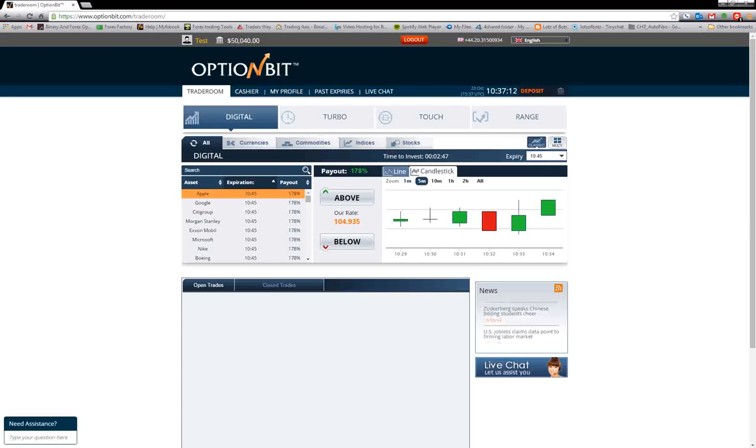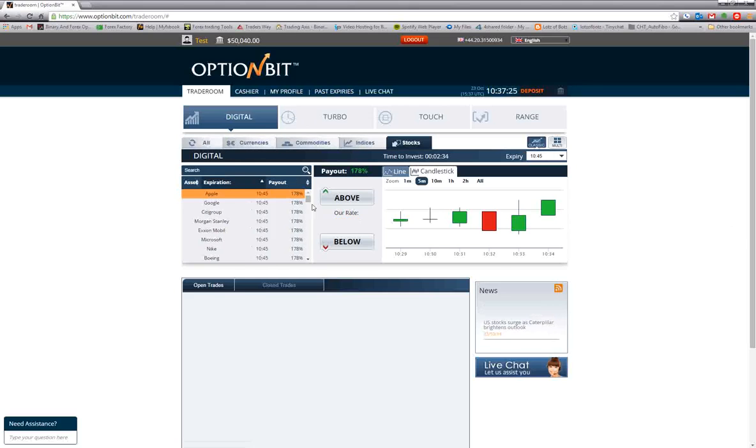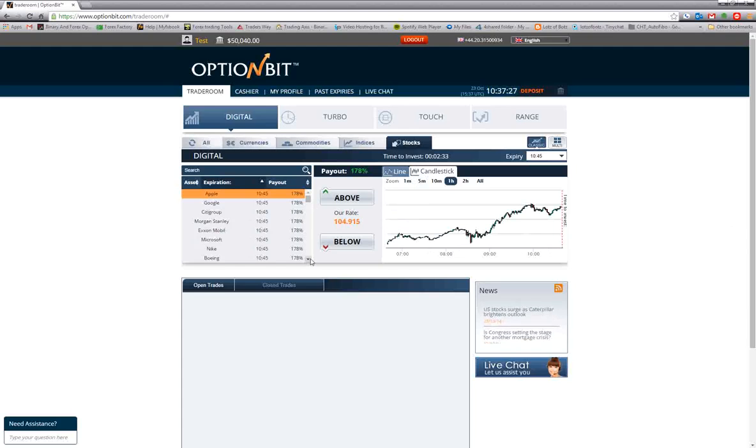Most of the major indices and stocks, I'm not even going to get into. They have a huge amount of stocks you can trade. Let's take a look real quick. We can go to stocks, and I'll just run you through the list real quick. These are the stocks they do offer.